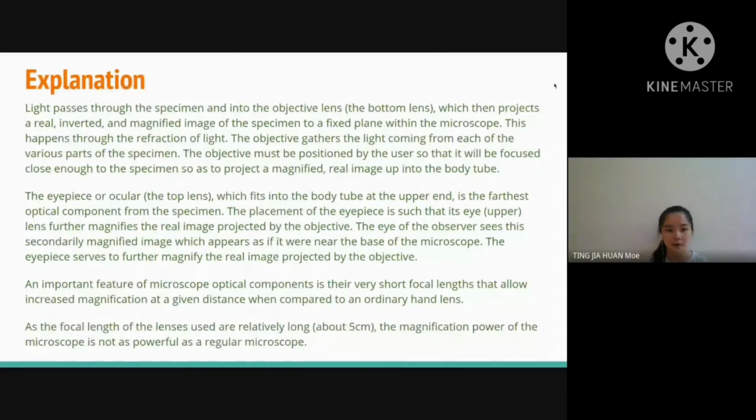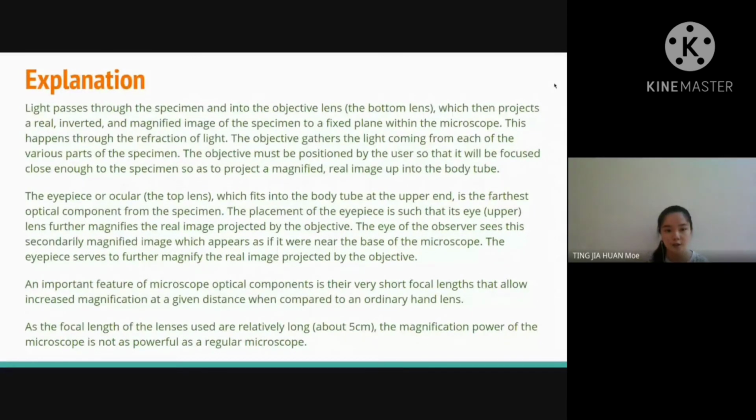The eyepiece, or ocular, which fits into the body tube at the upper end, is the farthest optical component from the specimen. The placement of the eyepiece is such that its eye lens further magnifies the real image projected by the objective. The eye of the observer sees this secondarily magnified image, which appears as if it were near the base of the microscope. The eyepiece serves to further magnify the real image projected by the objective.